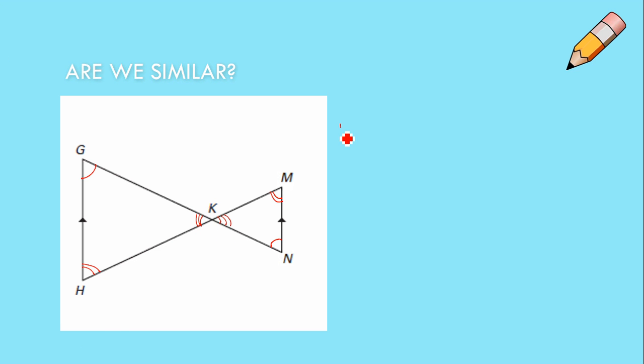So we would say, yes, the triangles are similar. Triangle GHK is similar to triangle NMK. We would know that by the angle-angle similarity postulate, that we see that their angles are congruent in each set of triangles here. They have corresponding angles congruent, therefore they are similar triangles.